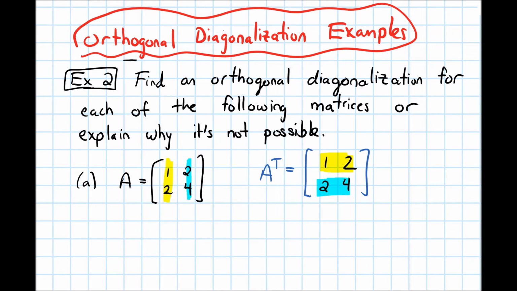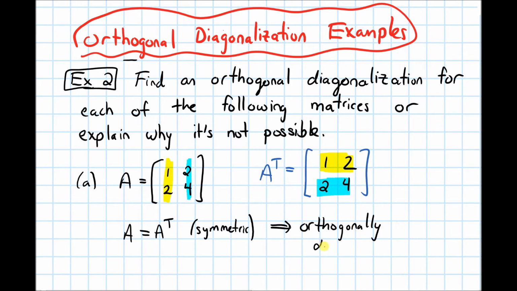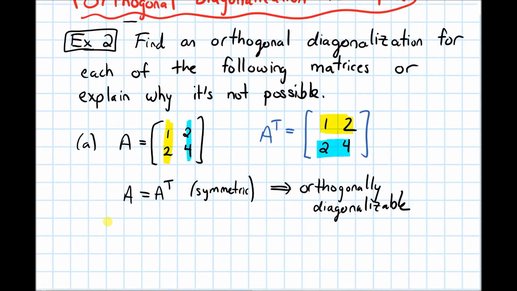Looking at our two matrices, they are the same. A equals A transpose, which means my matrix is symmetric. So because it's symmetric, that means it should be orthogonally diagonalizable. It's awesome. So at this point, we've determined if it's orthogonally diagonalizable or not. Now it's a matter of just doing it. To do that, we begin by our normal diagonalization process. We find the eigenvalues and eigenvectors.